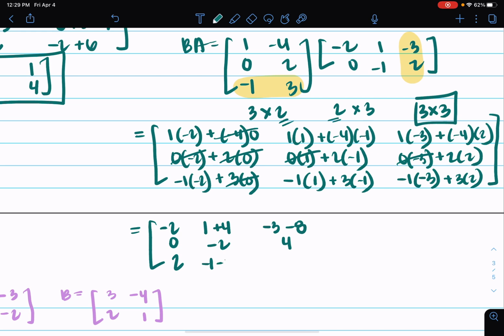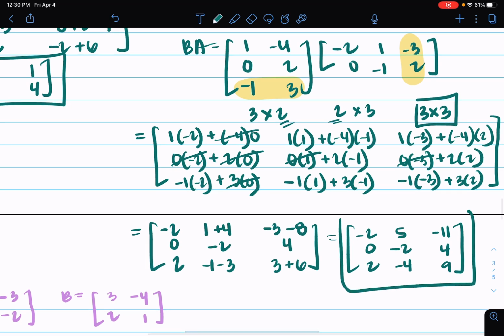So negative 1 minus 3, 3 plus 6. Okay. Simplify if you can. Negative 11, 4, and 9. All right, there we go.